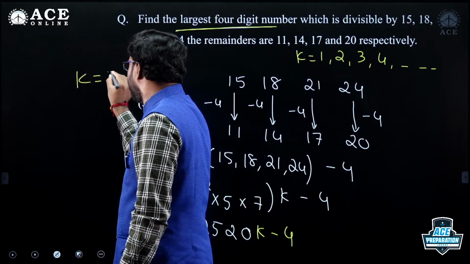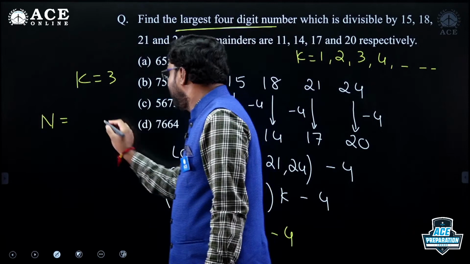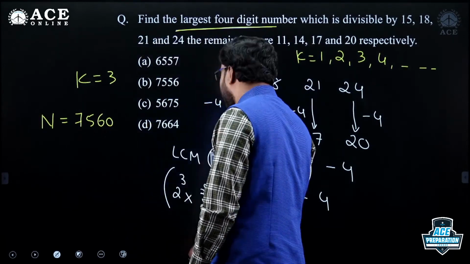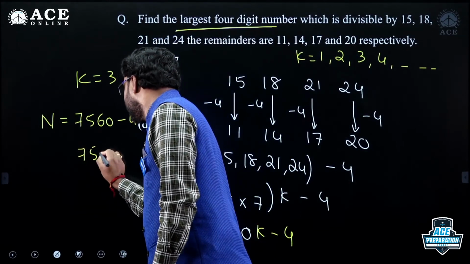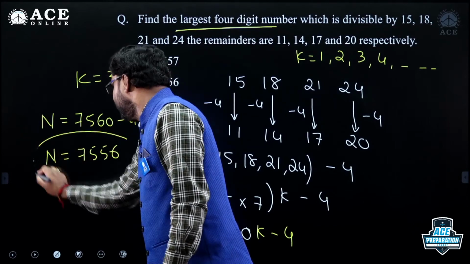Now what is the number? 2520 into 3, my dear friends. If I am not wrong, we got 7560 and we have to subtract 4. Option B, my dear friends, 7556. N is nothing but 7556.